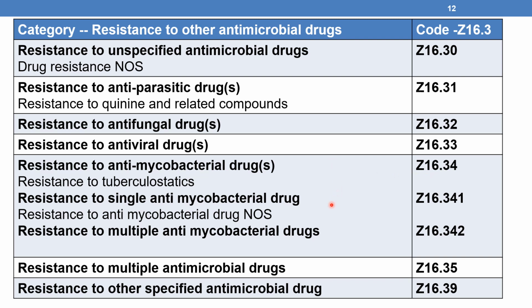The next is resistance to single antimycobacterial drug or resistance to mycobacterial drug NOS. The code is Z16.341. Next is resistance to multiple antimycobacterial drugs. The code is Z16.342. Next is resistance to multiple antimicrobial drugs. The code is Z16.35. And finally, resistance to other specified antimicrobial drug. The code is Z16.39.